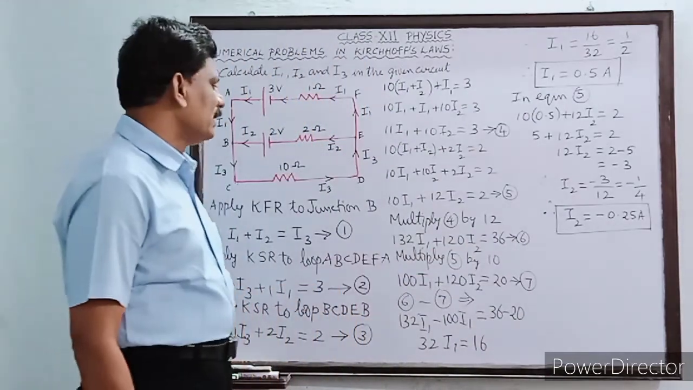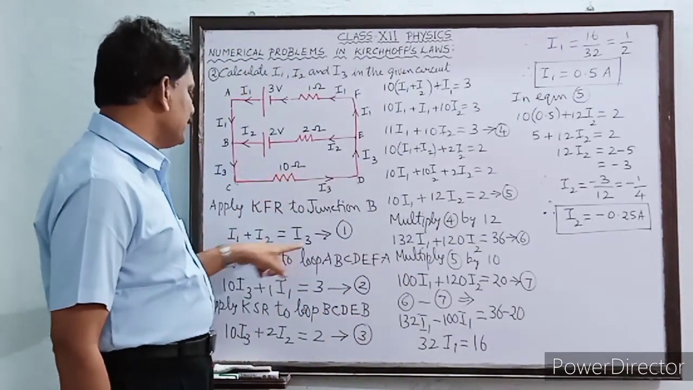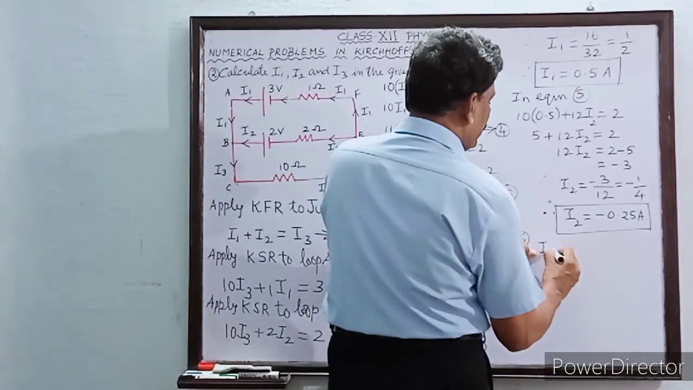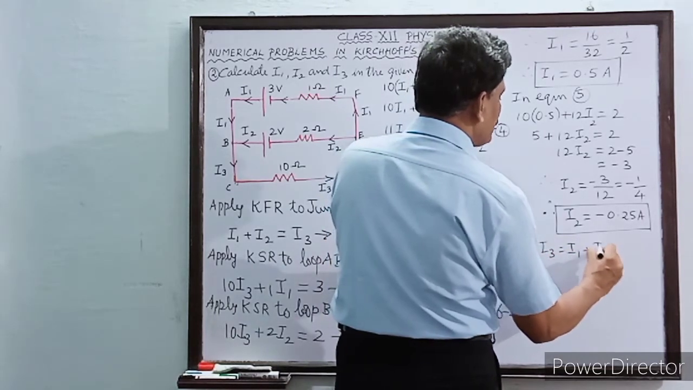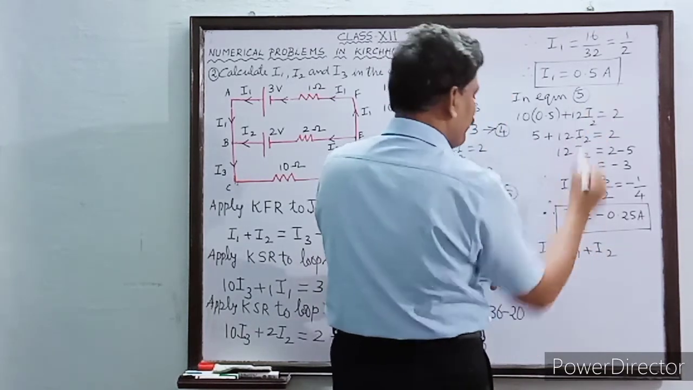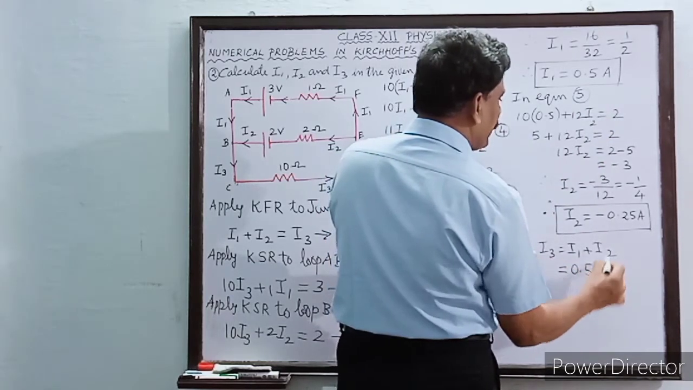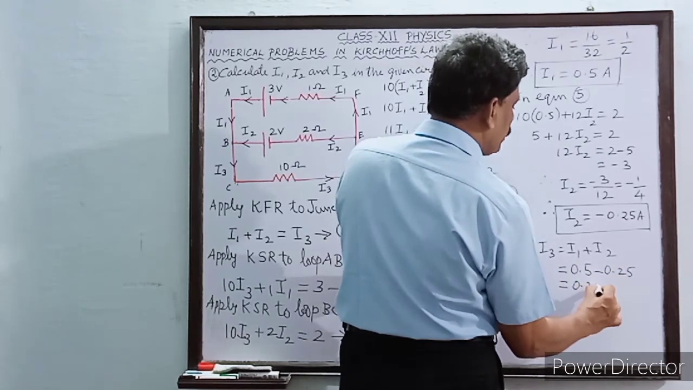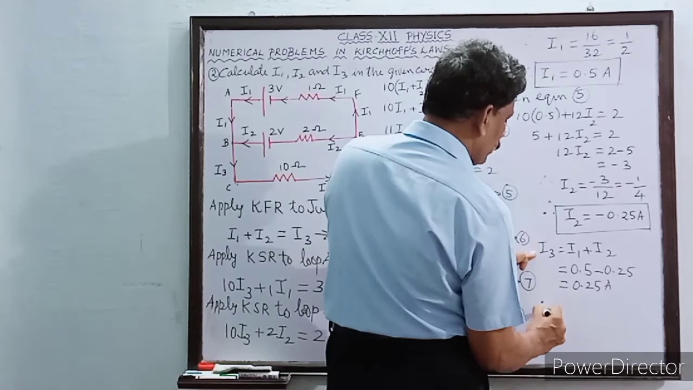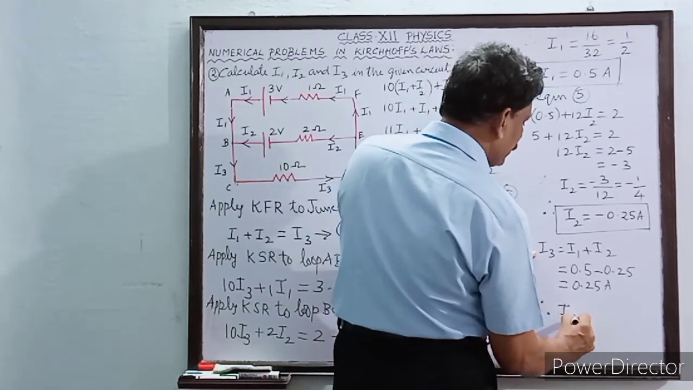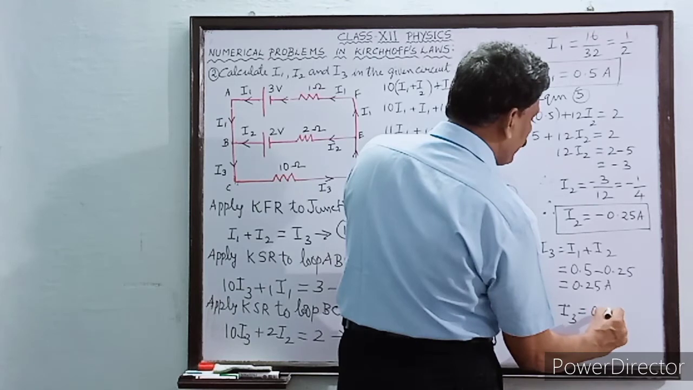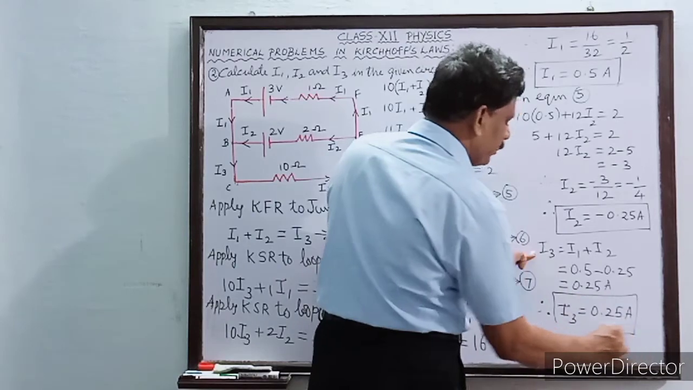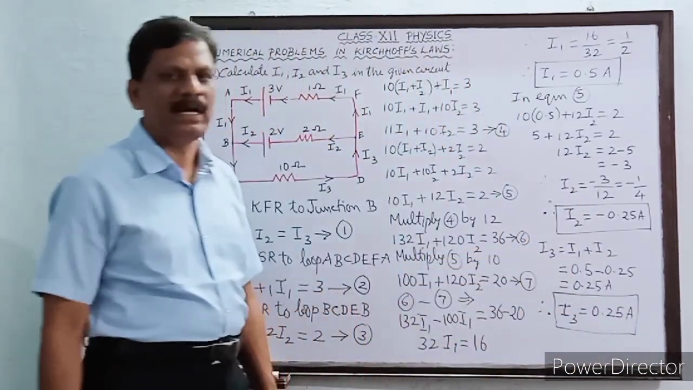And therefore what is current I3? From equation number 1, I1 plus I2 must be equal to I3. So I3 must be equal to I1 plus I2, that is equal to 0.5 minus 0.25, and that is equal to 0.25 ampere. Therefore I3 is equal to 0.25 ampere. So we have found the values of I1, I2 and I3.